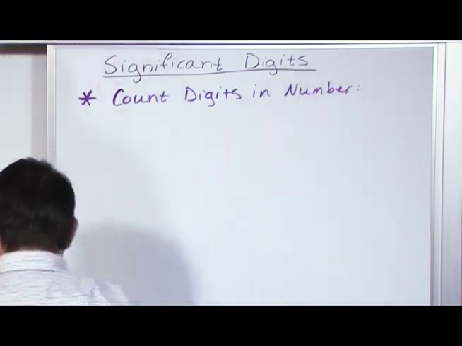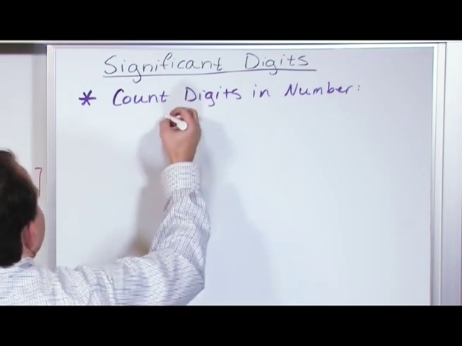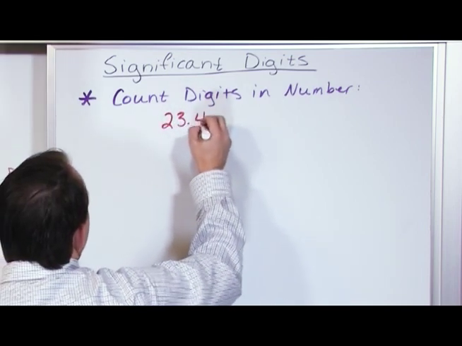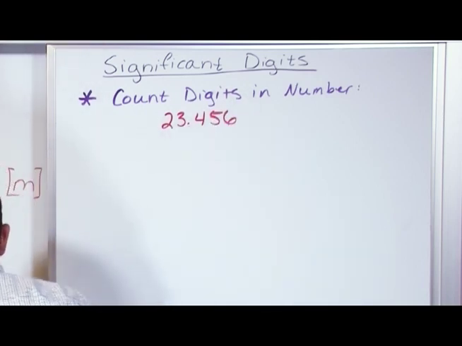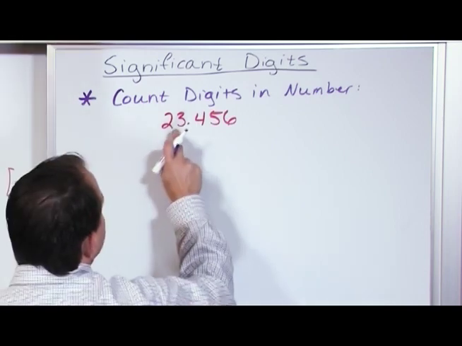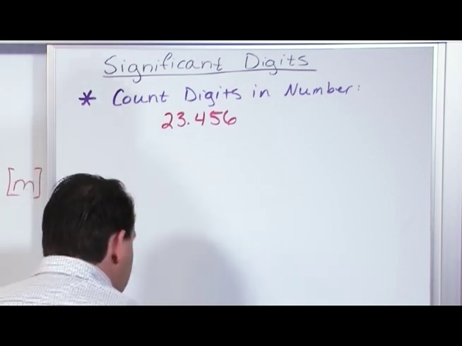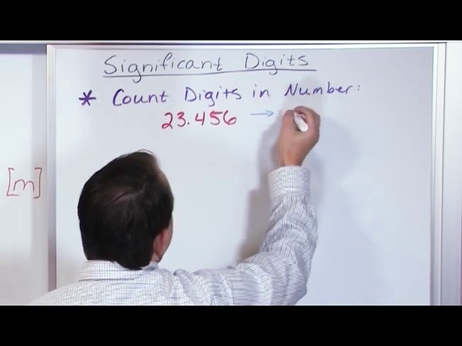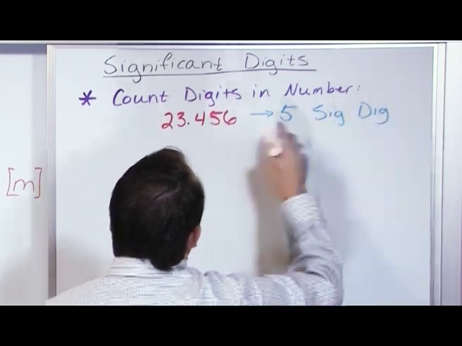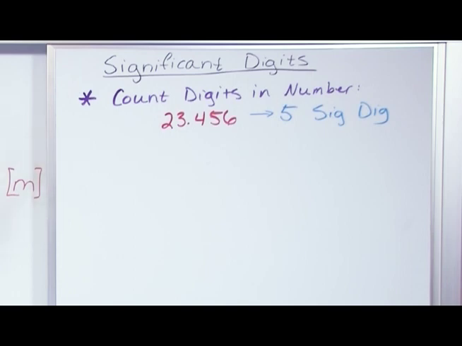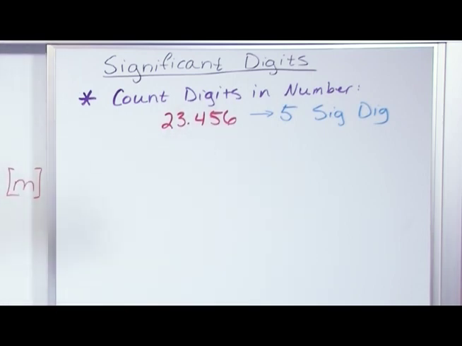All right, so let me give you an example of that. Let's say we had the number 23.456. It does not matter that there is a decimal there. All right, so this is 1, 2, 3, 4, 5. Let me go ahead and put it like this, just to make it absolutely clear. This is 5 significant digits. 1, 2, 3, 4, 5. So congratulations, you've already successfully counted significant digits in a real number. So it's not that difficult.